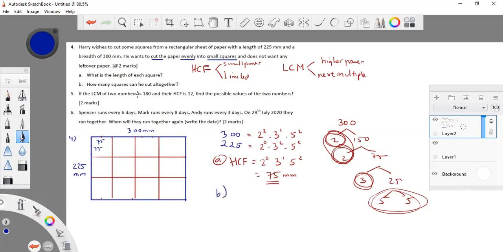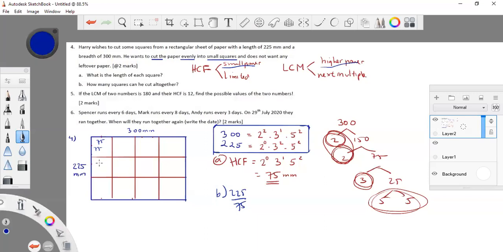Now question B. How many squares can he cut all together? It's visible right away. 2 to 5 divided by 75, for the vertical. So LCM and HCF are the same, the only difference is in the multiplication of the powers? Yes, the factorization is exactly the same, but the way of finding is different. For HCF it is smaller power, for LCM higher power. Good question.